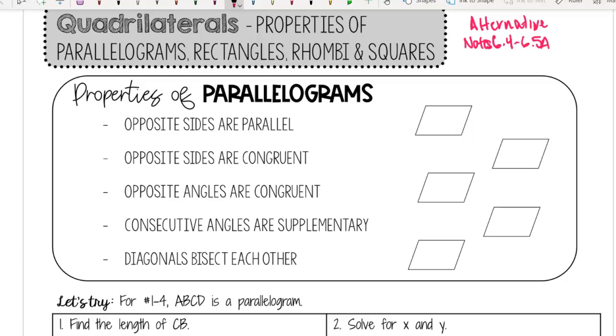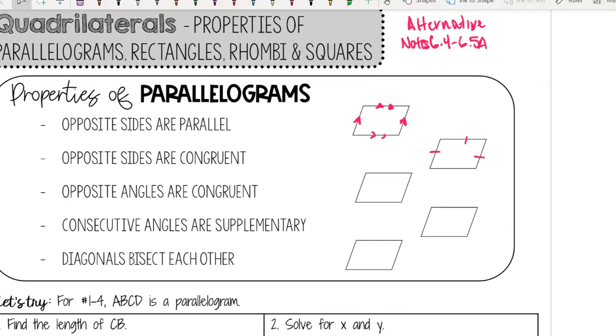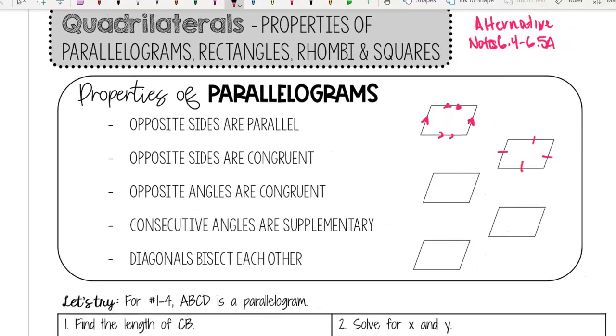Opposite sides of a parallelogram are parallel. So those are parallel, and then those are parallel. And that could be an arrow, it could be a triangle on there. Opposite sides are congruent. Opposite angles are congruent. Consecutive angles, meaning this angle and this angle, or that angle and this angle, or these two angles or these two angles, they add to be 180. And then diagonals bisect each other.